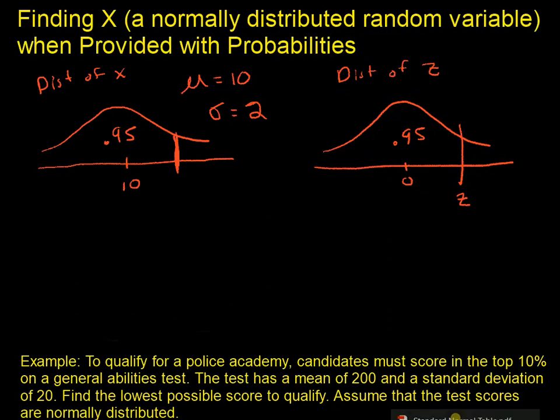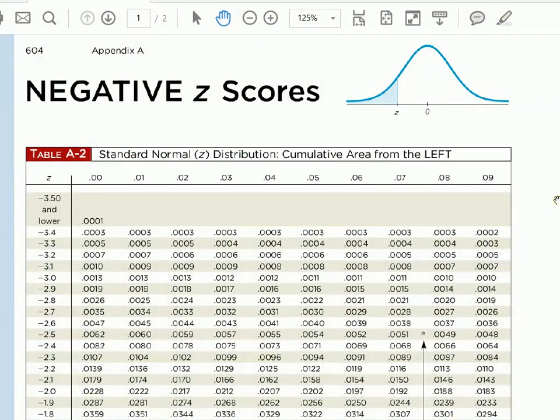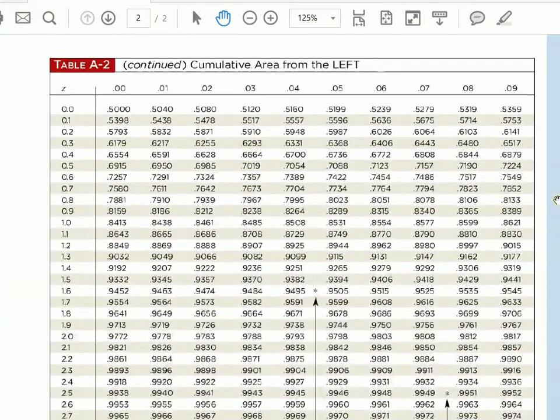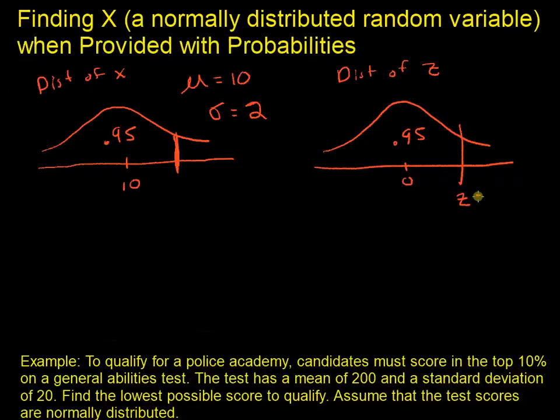So let's go ahead and do it. Let's pull up my table. Look for 0.95 inside the table, where the area is 0.95. It's directly between two possible z values, 0.9495 and 0.9505. So I'm going to take the z value that's directly between 1.64 and 1.65. That'd be 1.645. So this value of z is 1.645.